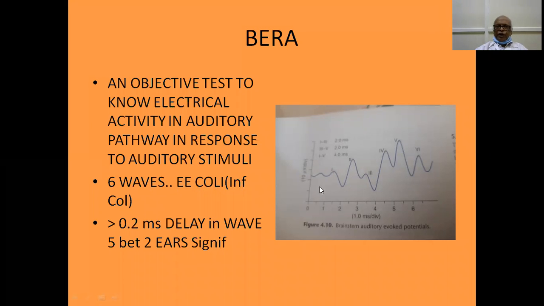So out of all these waves, the first wave, the third wave, and the fifth wave are very constantly seen. And you have to compare between the 2 ears. A delay of more than 0.2 milliseconds of wave 5 between the 2 ears is significant. That means the delayed side is the case of acoustic neuroma. Sometimes the entire wave 5 will be absent.